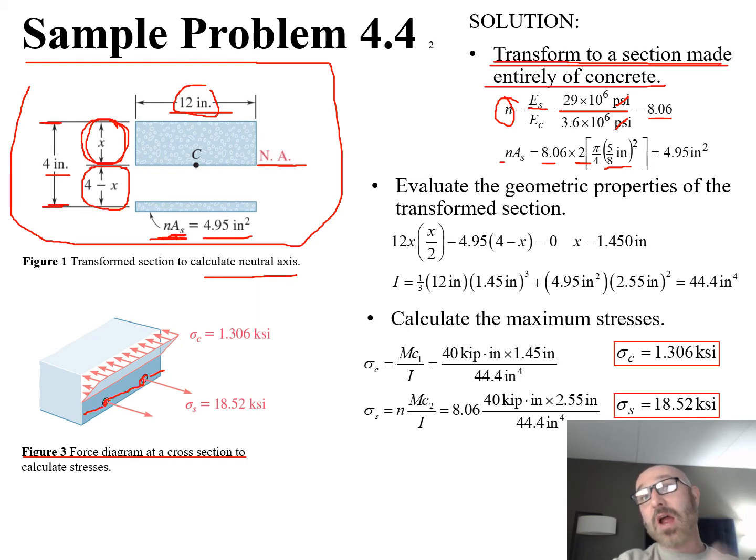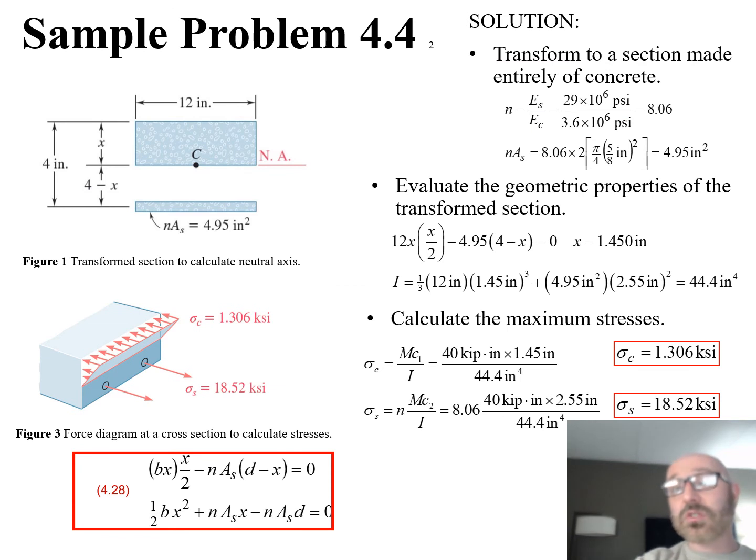So this is now pi over 4 times the diameter of 5/8 inch squared times 2, because there's 2 of these steel rods going through it. We do out our math, and our n times our A_s ends up being 4.95 inches squared. So that's where this value of 4.95 comes from as we plug this into our transformed section in order to calculate the neutral axis.